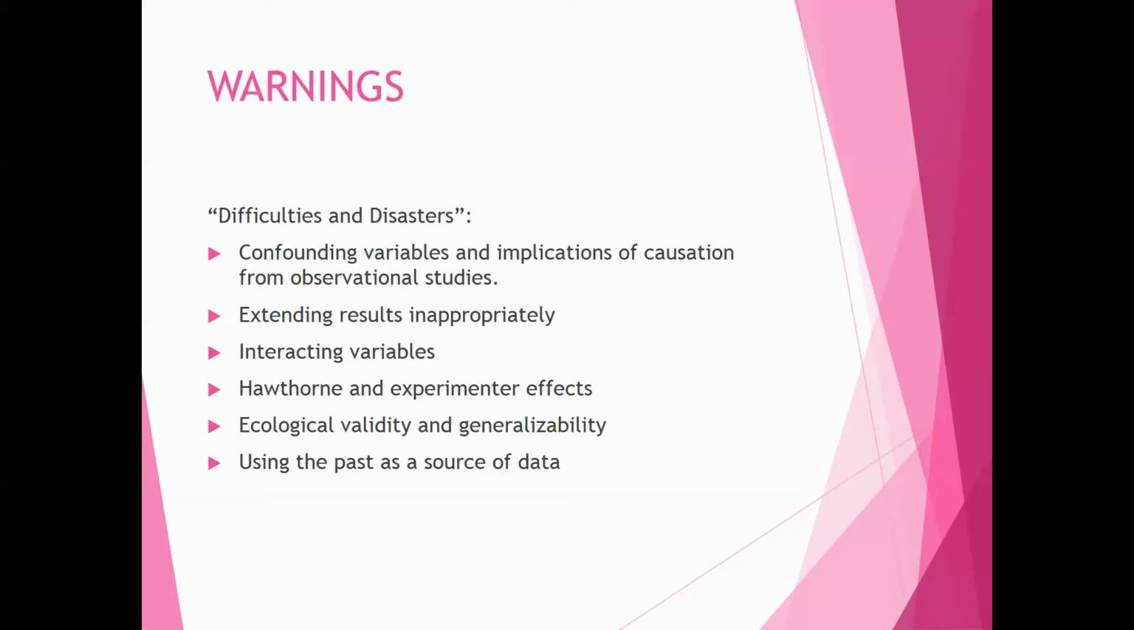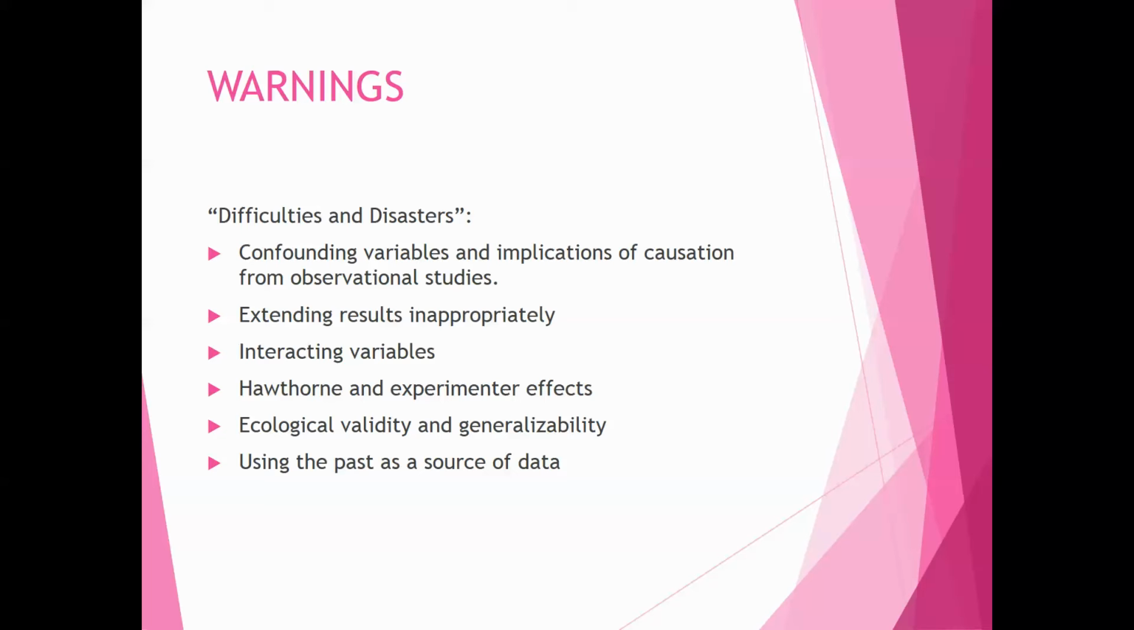So some things to watch out for. Always worry about confounding variables, and don't be too quick to imply causation from an observational study. You should worry about extending results inappropriately. If you do a study on college students, then you have to wonder whether it's applicable to people in their 50s or 60s. You have to worry about variables interacting with each other.